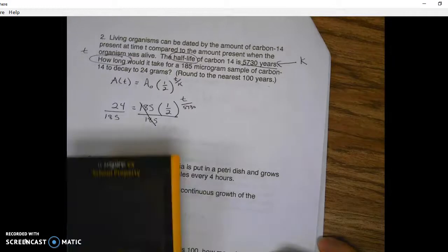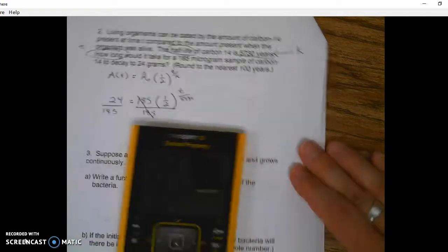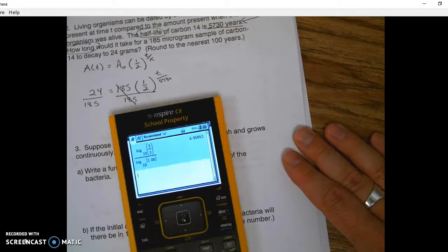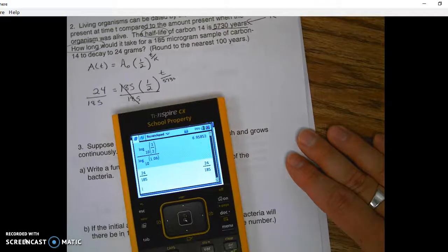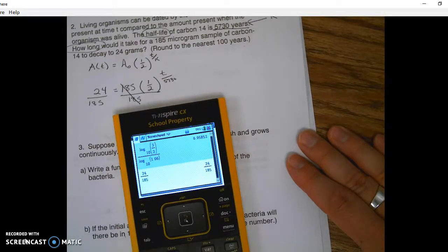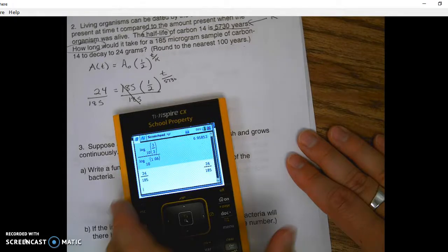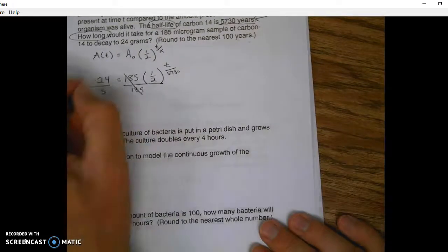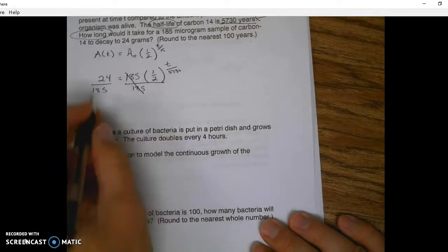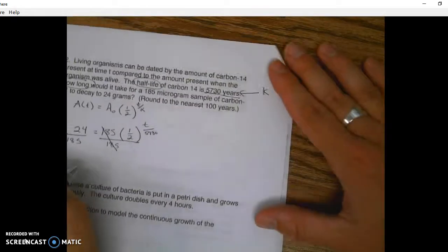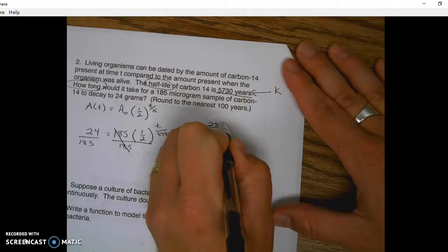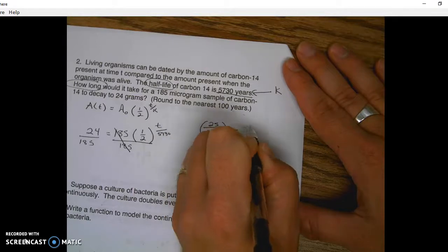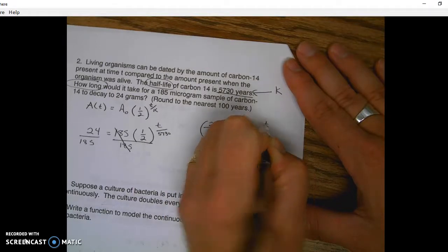Okay, I'm going to go ahead and use my calculator on this one. So 24 divided by 185. Okay, we're going to change this to a decimal. Actually, what should we do here? You know what? I'm going to leave it as a fraction for now. Since I can't reduce that fraction, I'm just going to leave it. So we end up with, I'm going to write it over here, 24 over 185 equals 1/2 to the t power.